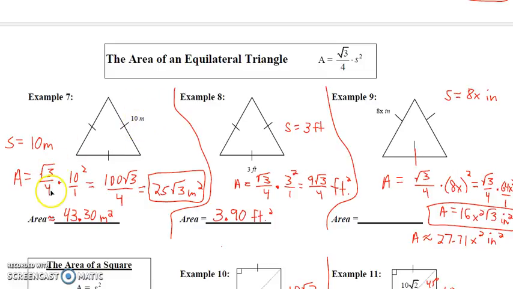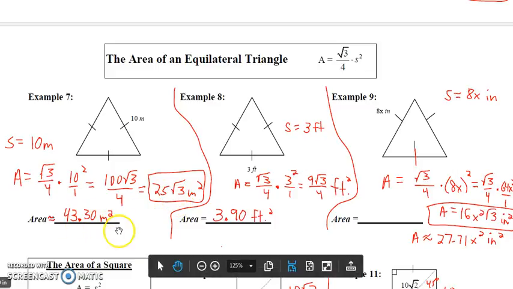So I'm going to do root 3 over 4, that fraction, times what is the side? 10 squared. So I square this first. That's 100. And then I'm going to multiply across. It's a fraction times a fraction. So what's root 3 times 100? It's 100 root 3. What's 4 times 1? 4. Now if you want, you can divide these and get 25 root 3. Or again, if you're going for decimals, you would just do 100 root 3, enter, divide 4, enter, and you should get the same decimal answer that I got.